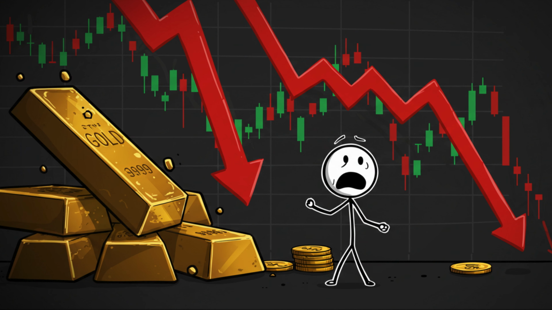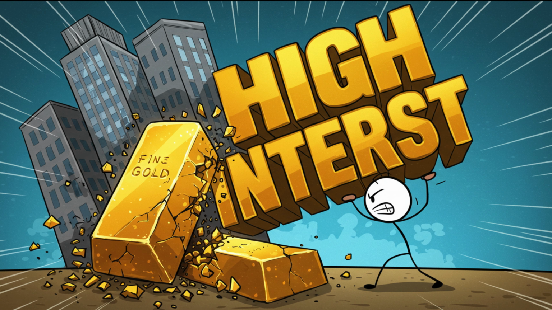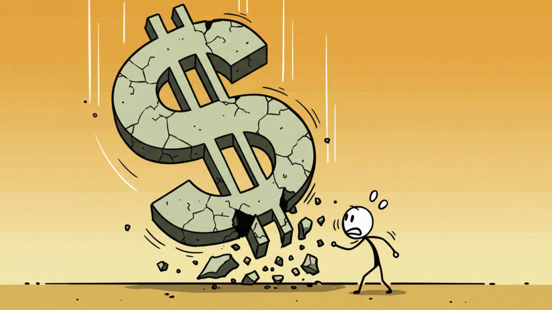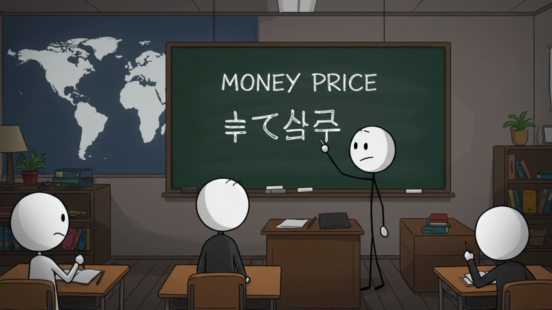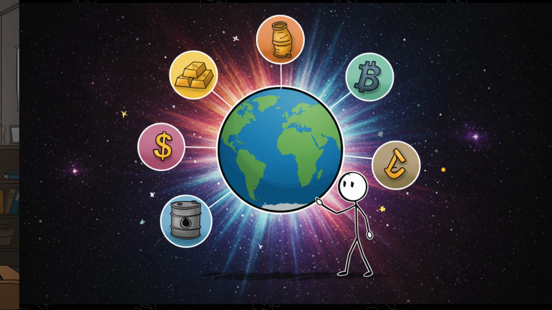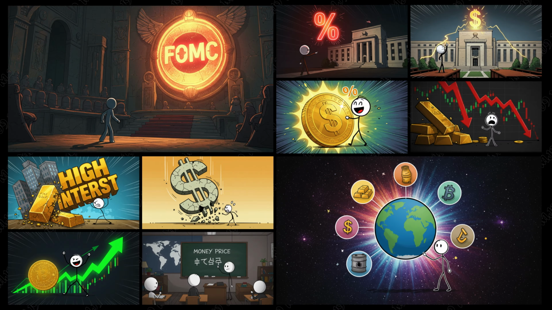But stocks and gold often fall because higher borrowing costs hurt companies and reduce demand for gold. If FOMC cuts rates, the dollar weakens, and risk assets like stocks and crypto often rise. In simple words, FOMC tells the world how expensive money will be, and that changes the value of everything else.